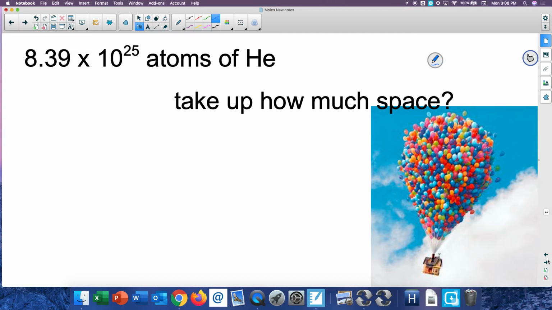Yeah, but that's like the amount of the atoms, I think. I know it's exciting, Zach. Rosa, what's my first step here? What am I gonna do first?